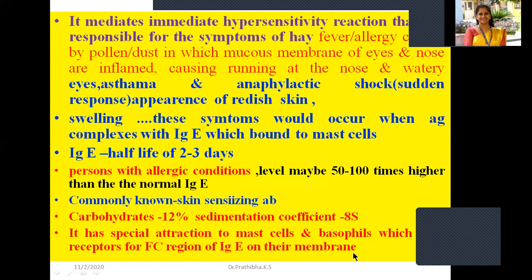When you take this immunoglobulin molecule, we divide it into two parts. The upper part we say is the Fab, that is fragment of antigen binding, and the lower part we say is the Fc, that is fragment crystallizable. At the bottom region is the Fc region of Ig, which has the affinity to mast cells and basophils.